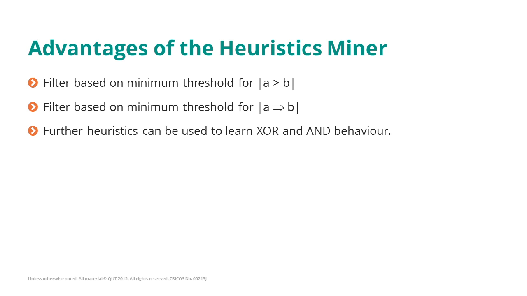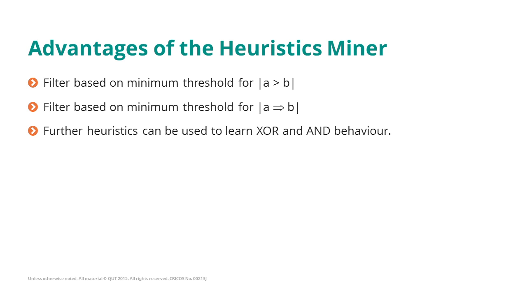This is a very important advantage of the heuristic miner approach. And in this way, it helps to deal with noise in a way which the alpha algorithm is not able to provide. Therefore, it is very often used in practice because it provides a suitable way of abstracting.